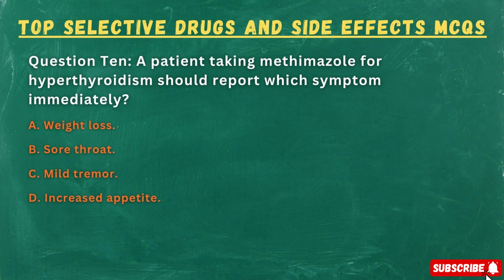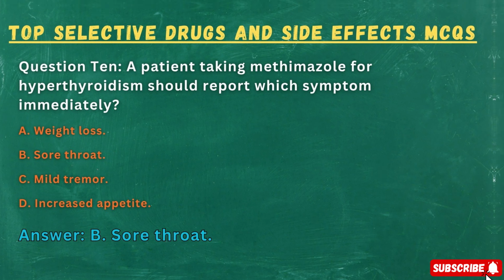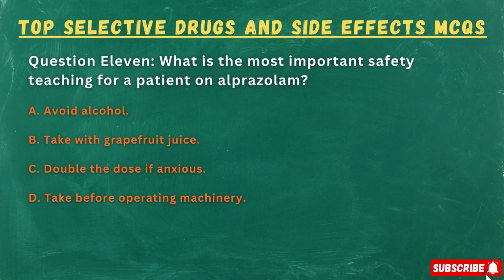Question 10. A patient taking methimazole for hyperthyroidism should report which symptom immediately? A. Weight loss. B. Sore throat. C. Mild tremor. D. Increased appetite. Answer: B. Sore throat.